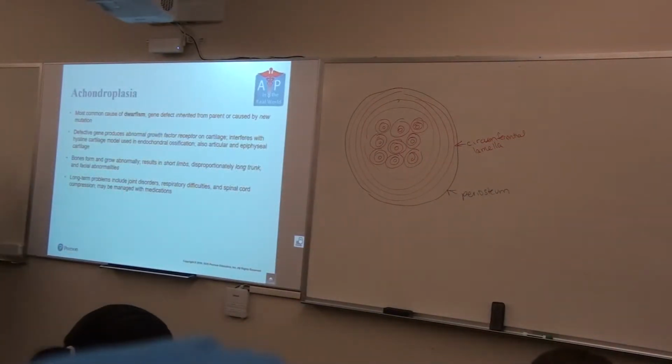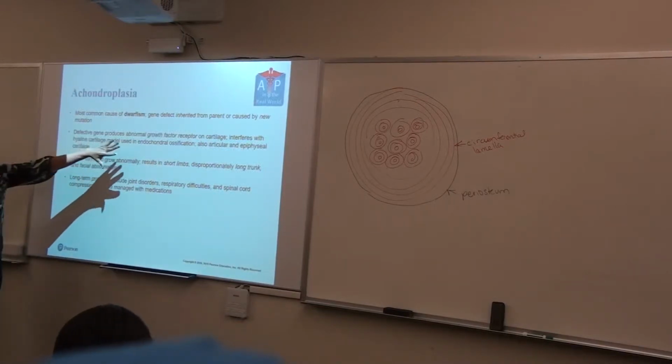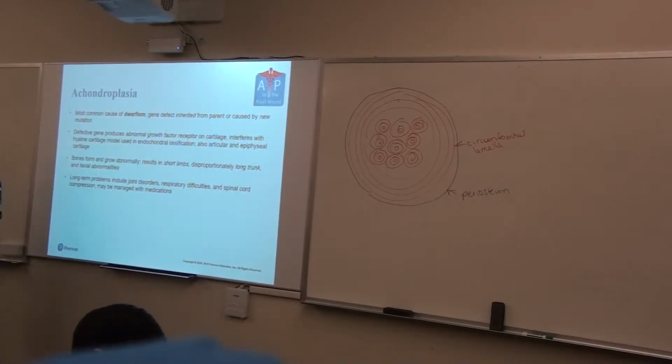Let's talk about another disorder called achondroplasia. This is a disorder that affects bone growth, sometimes called dwarfism. Achondroplasia is caused by defective genes, a mutated growth factor that affects your cartilage. So what ends up happening is the bones grow abnormally and that epiphyseal plate closes early. If that plate closes early, the bones can't grow long, but they can grow wide.